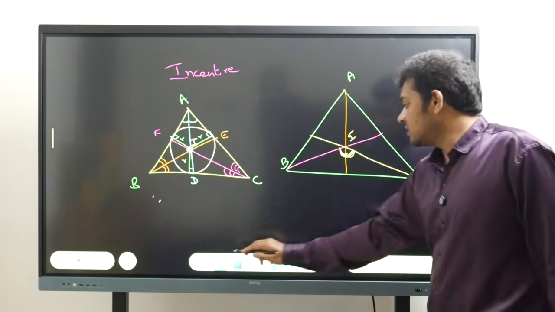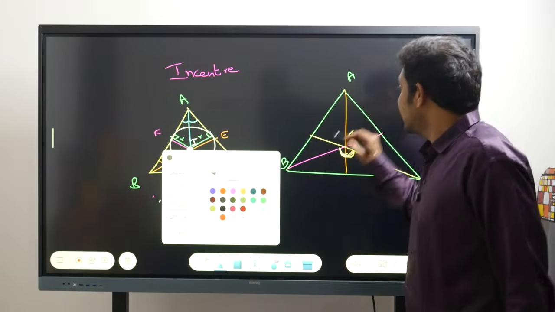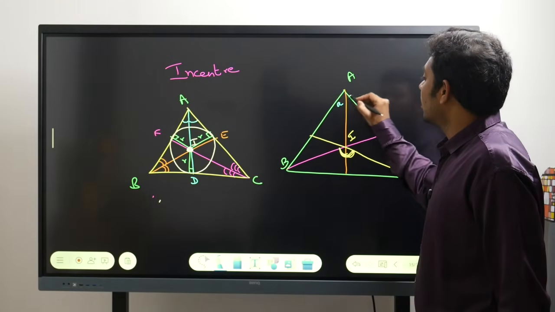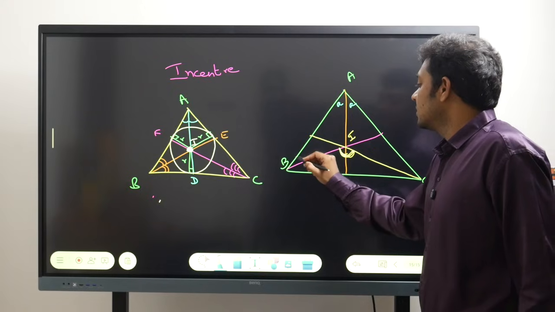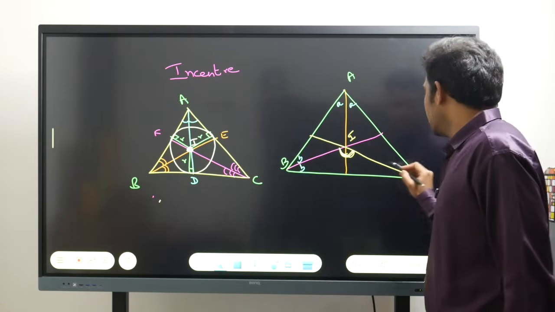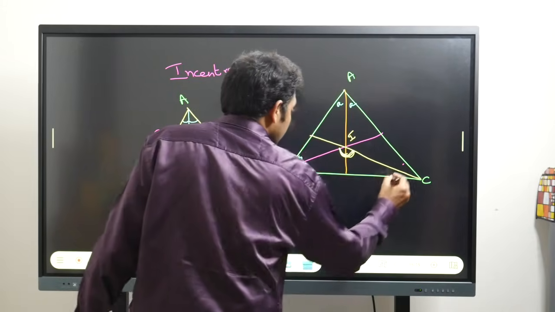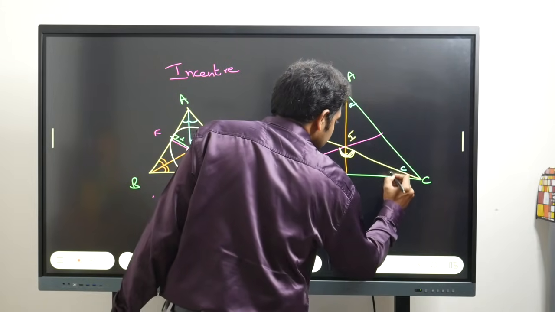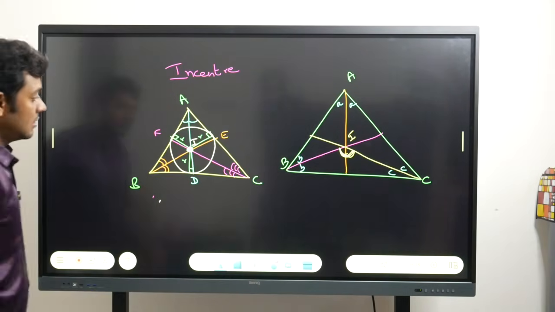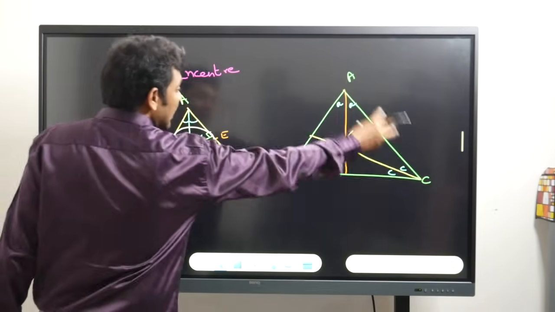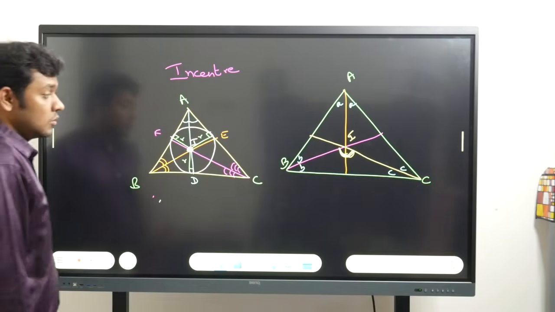Now, since all these are angle bisectors, can I say this angle I'll assume as small a and small a. This angle I'll assume as small b and small b. This angle I'll assume as small c and small c. Right? When this is c, this will be c. So this total angle is 2b, this total angle is 2a, and that total angle is 2c.